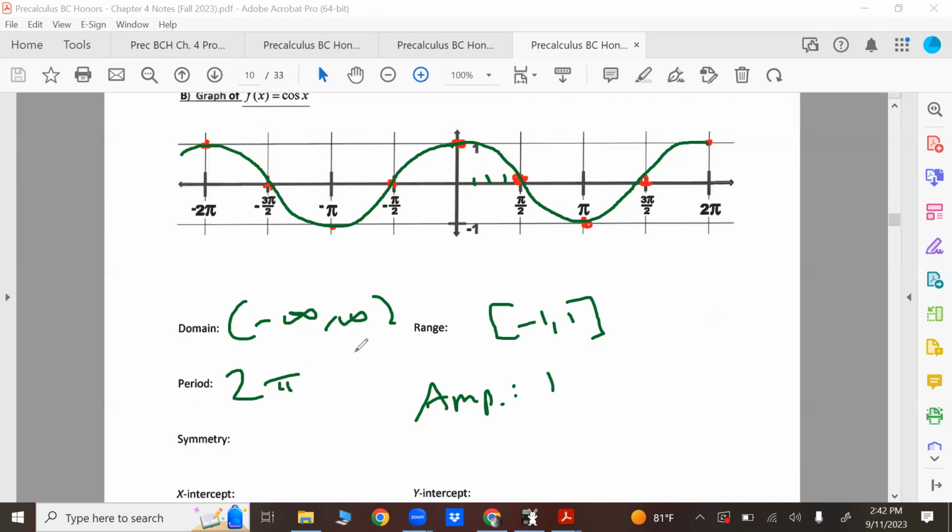Symmetry, what's the symmetry here, guys? Even. You're answering another question. Go ahead and say, what were the x-intercepts? This is a little tricky. Pi over 2 plus k. Yeah, or you can say this. You can say k pi over 2, where k is any odd integer. You can say it that way. That could work.